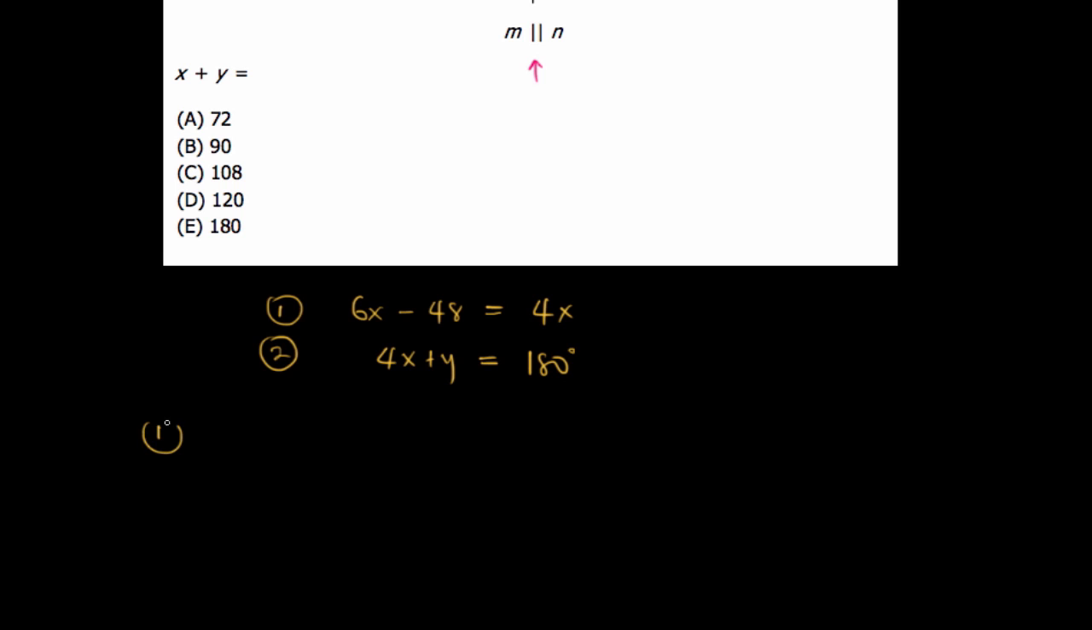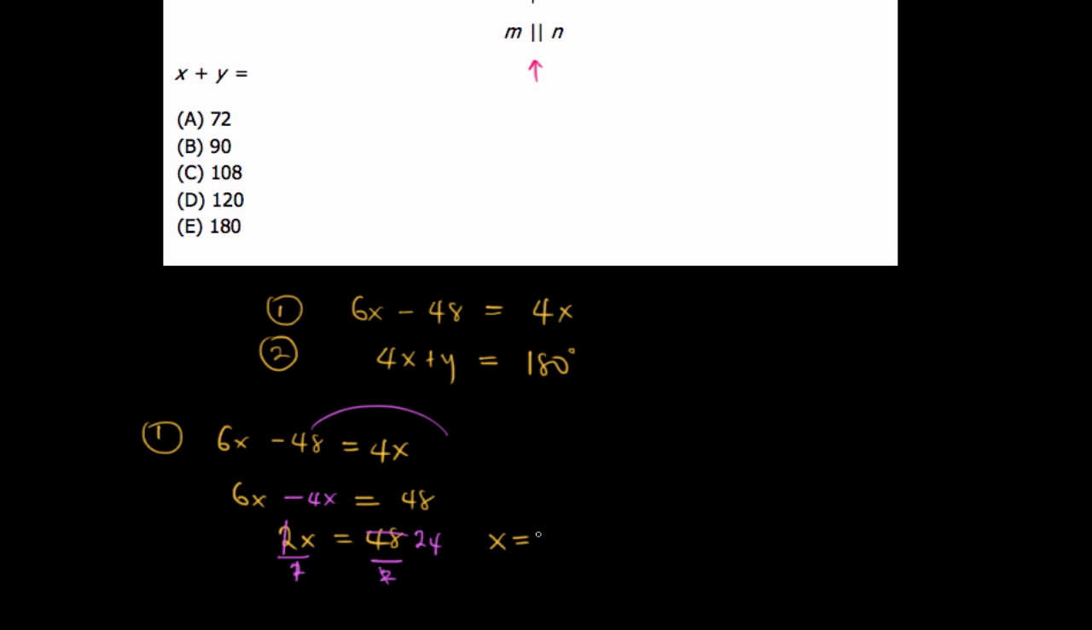From equation 1, what you have is 6x minus 48 equals 4x. To solve for x, I'm going to subtract 4x from both sides. So you have 6x minus 4x, then you bring 48 to the other side, so this equals 48. So 2x equals 48. To solve for x, divide both sides by 2, and 48 divided by 2 gives you 24. So we have x equal to 24. That's what we obtained from the first equation.